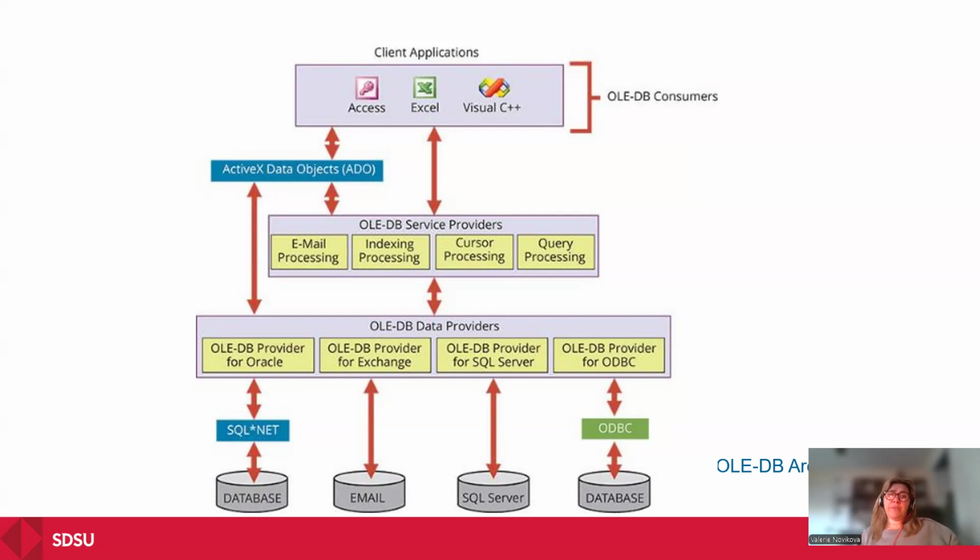Then you have the service providers, and that talks to data providers. And on the bottom, you have your data sources. You can see that some of them are databases, there are different databases. There's also email, and email is a fantastic data source when you need to read data from the email server. So you have databases that connect through ODBC, and you also have databases that connect through .NET. We're going to talk a little more later about ADO.NET.